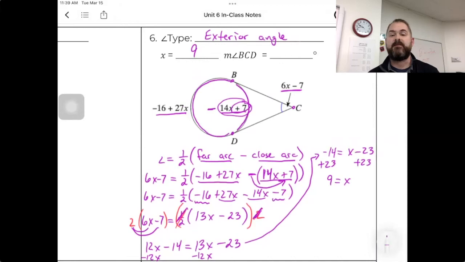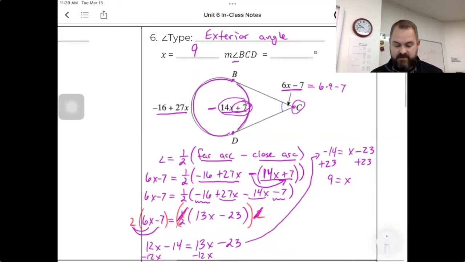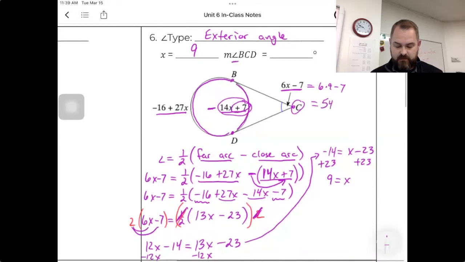Now I can use that to find the measure of angle BCD. BCD is your angle. Okay, that's your angle out here, angle C. So I'm going to plug in my 9 for x into that. I'm going to do 6 times 9 minus 7. Okay, 6 times 9 is 54. And 54 minus 7 is 47. So that angle out there at C is 47 degrees.